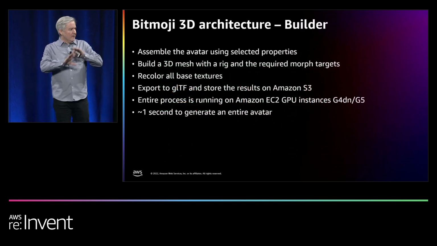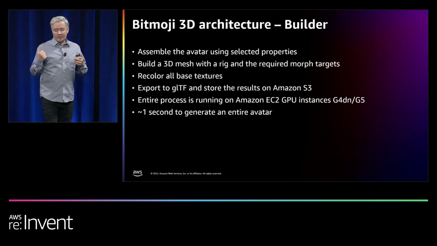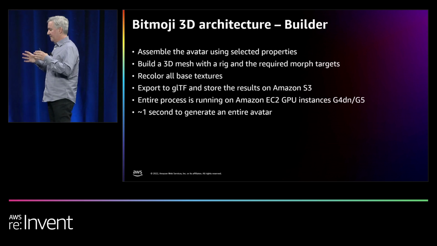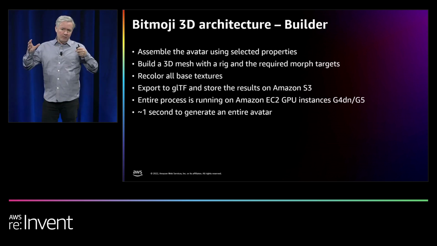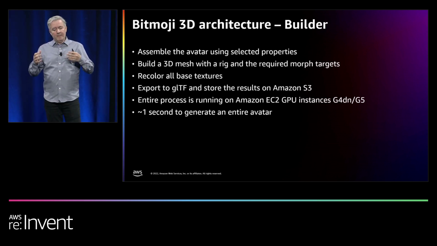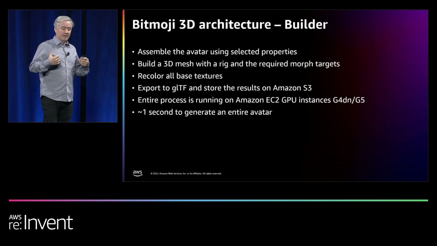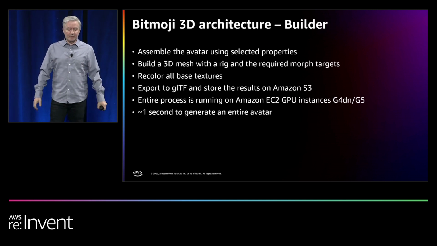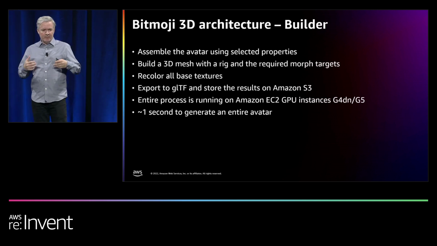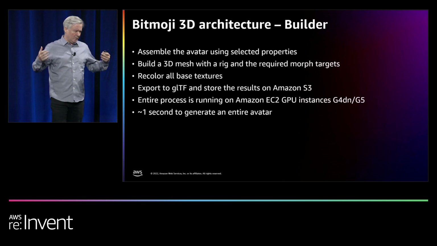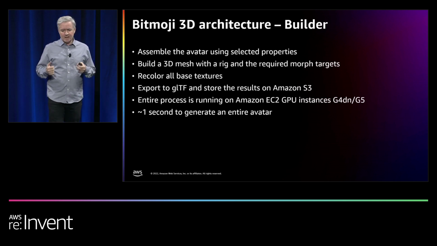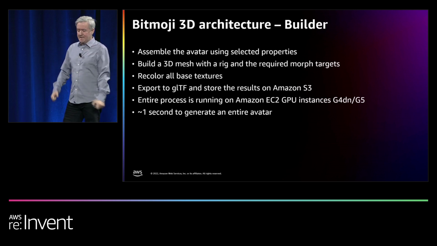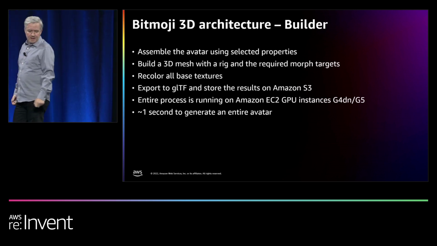So once the user selects whatever they want to wear, we go back to the GPU instances to actually create the 3D representation of the avatar, the 3D mesh. So first, we assemble all the parts that our creators created. This can be pieces of the shirt, of the shoes, of the face, of the body. We assemble everything together. We build a 3D mesh. The 3D mesh is fully rigged, so it has a skeleton that you can later use to animate the avatars, and also morph targets on the face that you can use to generate facial animations.